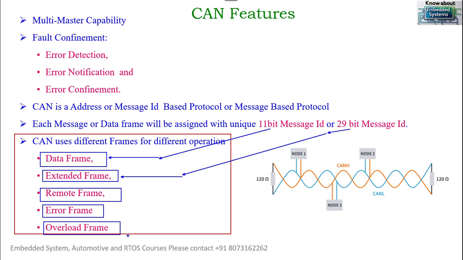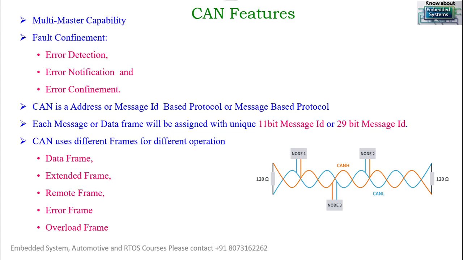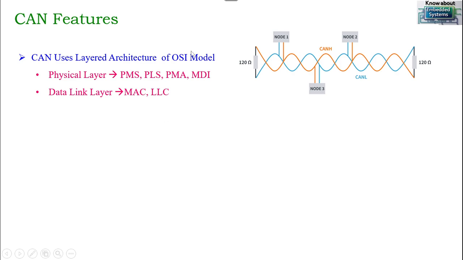For different operations in CAN, we have different frame structures to transmit or to indicate to the network that there is an error, or there is an overload, or that I'm going to receive data. So for different operations, we have different frames. This is also one of the important reasons why we use CAN in our automotive system. One more thing about CAN is that CAN uses the OSI model. What is this in detail? I'll explain. I'll make one more video and update later.